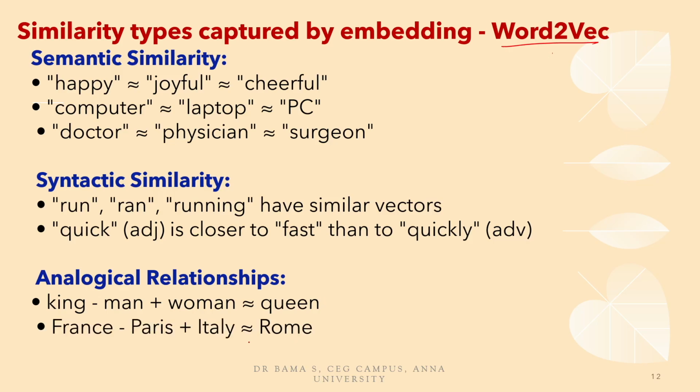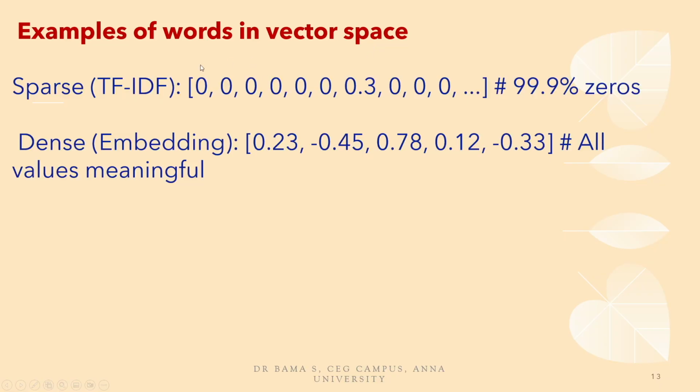And similarly the countries, we found it difficult using the other type of representation. Here we can capture it. Some examples of words in a general vector space. Let us take the first example here. The sparse in case of TF-IDF, we would get 0, 0, then 0 and 0.3, where 0 is accounting for the most common terms, and 0.3 is some word which is important. And if you see, there are 99.9% zeros, and that happens in the case of cosine similarity also.